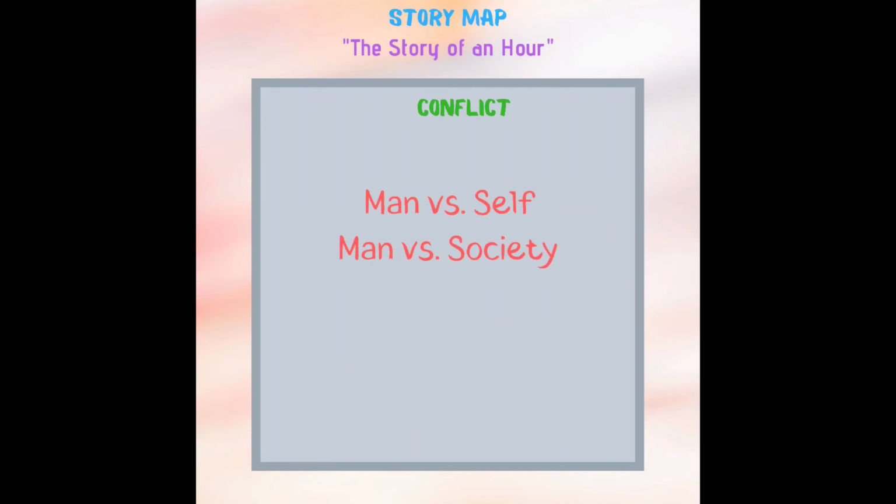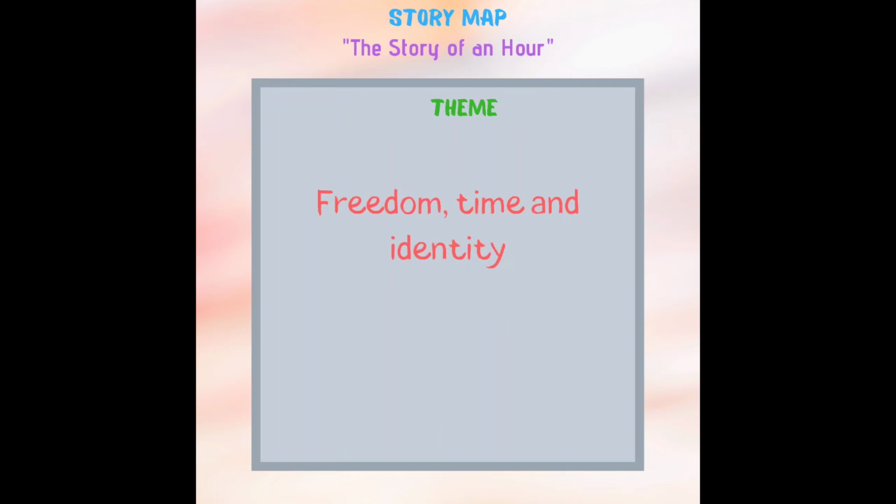Conflict: man versus self and man versus society. Point of view: it's third person omniscient. The story has the themes freedom, time, and identity.